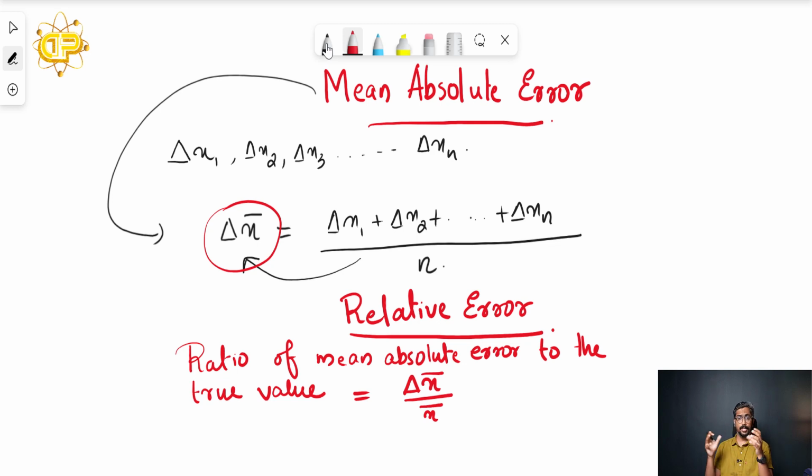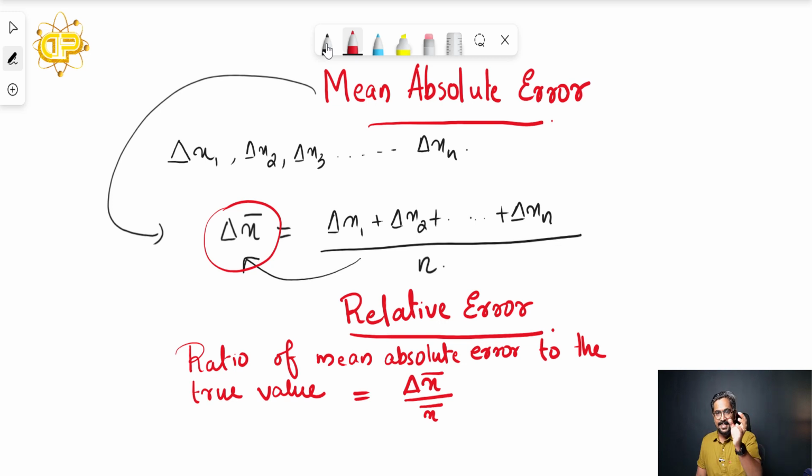If a question is asked on relative error, you need to work from the beginning. First you have to find the true value, then you need to find the absolute errors, then the mean absolute error, and then you need to find the relative error.